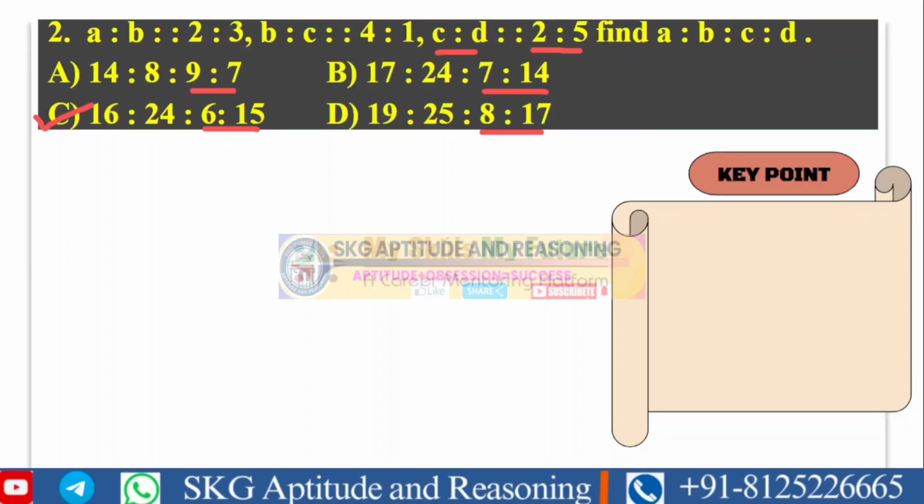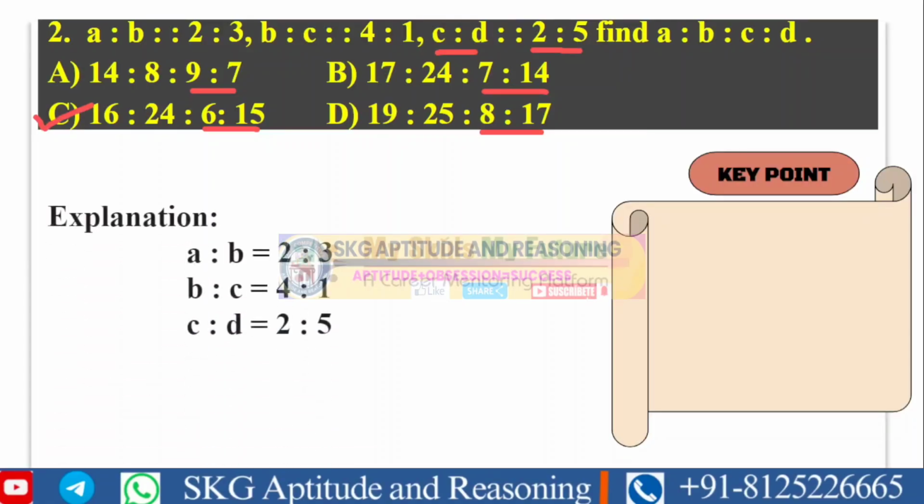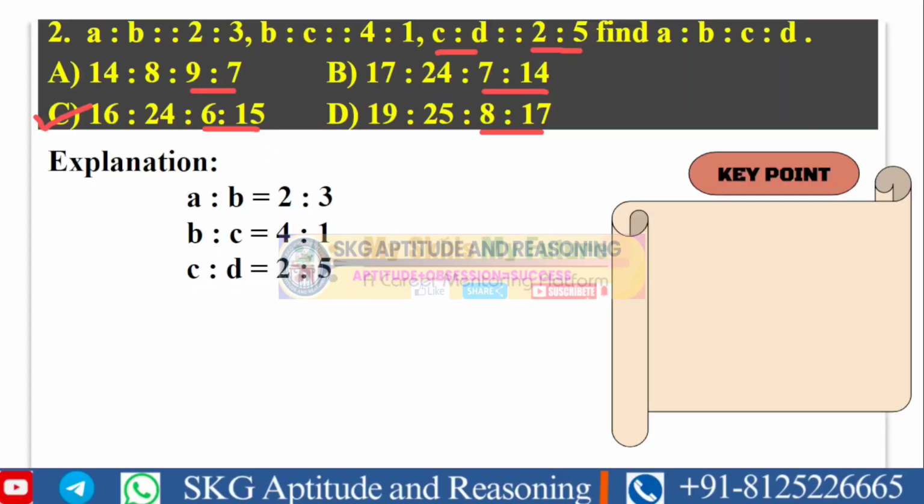Can you go with method 1 or method 2 here? So these are the given values. In order to get the value of A, I need to multiply 2 into 4 into 2. In order to get the value of B, multiply 3 into 4 into 4. In order to get the value of C, multiply 3 into 1 into 2. And in order to get the value of D, multiply the values 3 into 1 into 5.